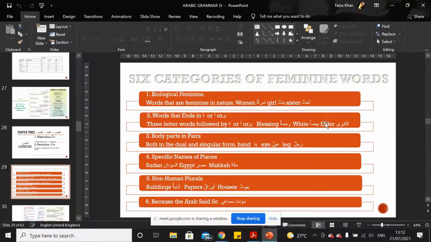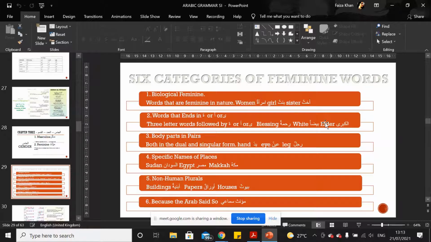Like, other than names, the word Rahma. Rahma ends in ta marbuta, so Rahma is considered a feminine ism. Similarly, the word Beda. Beda is the Arabic word for the color white, and with the alif with hamza on it, it is considered a feminine ism. Similarly, you see the word Kubra. Kubra ends in ya maksura, so that is considered a feminine ism as well.